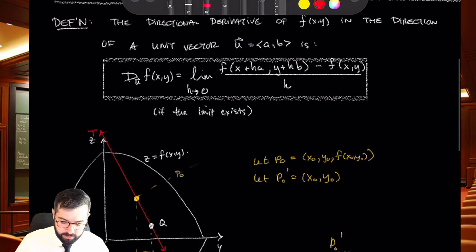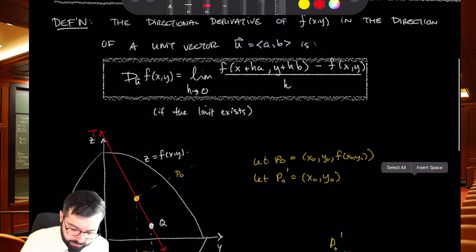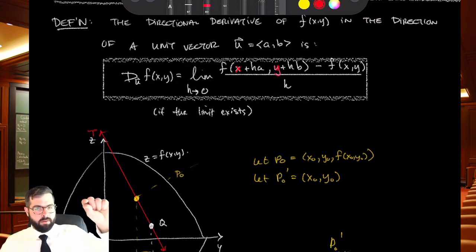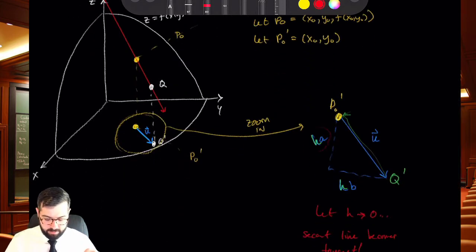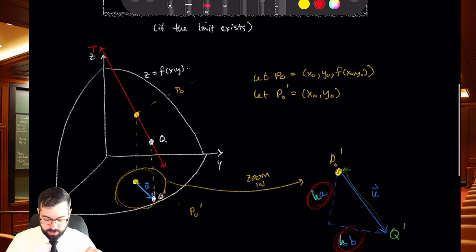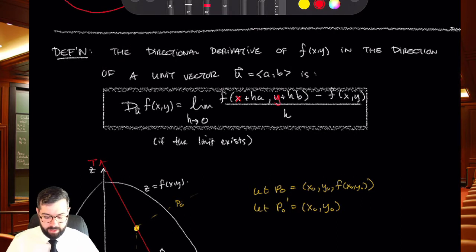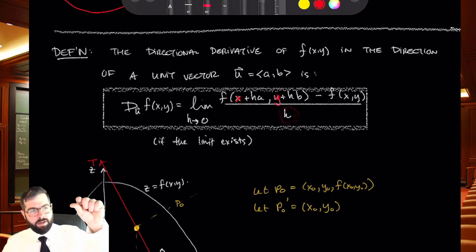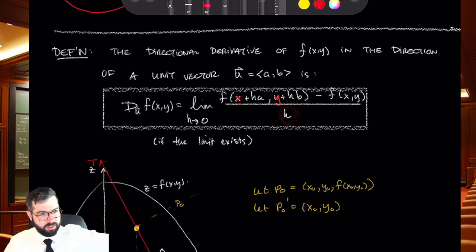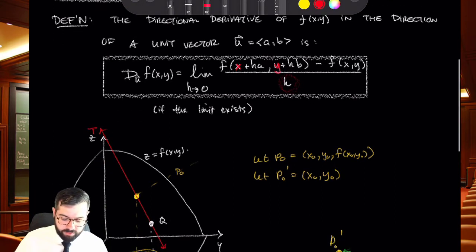So if we take a look at this definition, this is starting at some point, any point x, y, scooting over in the direction of u. This looks like vector addition: plus ha, plus hb. So this much in the x direction, this much in the y direction. So we're scooting over a little bit. How much? Just by h. Finding the difference between the two, and then letting h go to 0 so it snaps into just kissing the surface right at that point. So that's what this definition means.